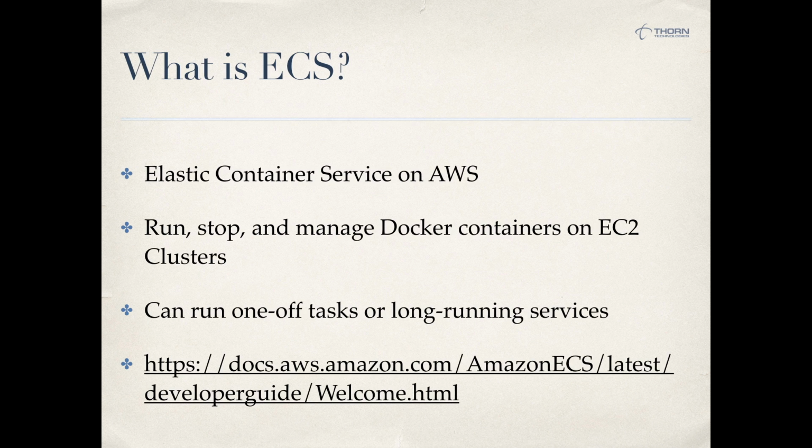ECS is one of the core components of this strategy that I'm going to talk about. It's the Elastic Container Service on AWS. That means you can run, stop, and manage Docker containers on EC2 clusters. You can run one-off tasks, that'll be like a Lambda, where it just fires up and then shuts itself down. Or you can have long-running services, like web servers or databases on these Docker containers.